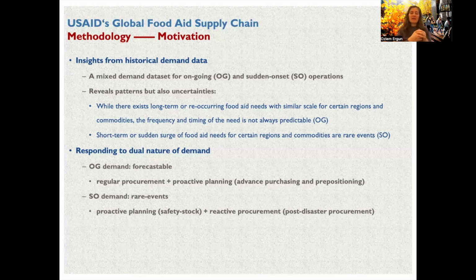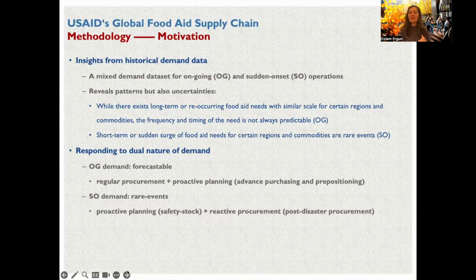But on the other hand, for sudden onset demand, which we consider to be rare events and non-forecastable, we had to make sure that there could be some proactive planning, but without really knowing anything in advance. But then also there could be some reactive procurement, meaning that as an event unfolds, there could also be some global procurement and mobilization of transportation resources.